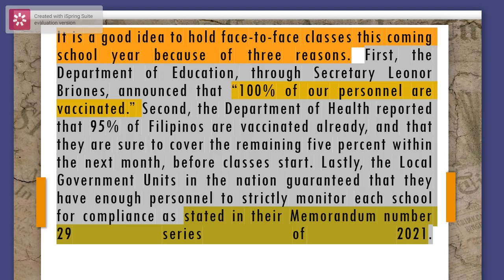So this is a claim. There's a claim here, and there are 3 evidences. So if you have at least these 3, you're good to go.